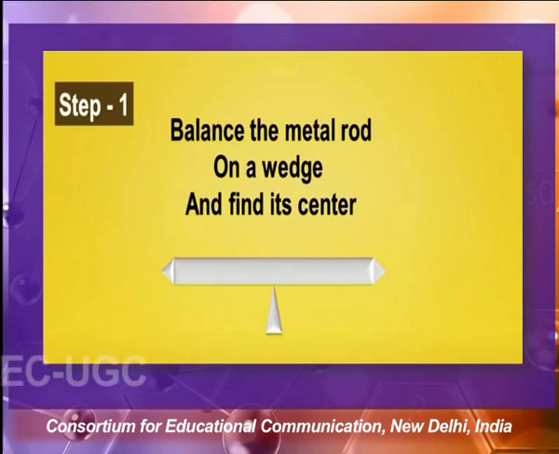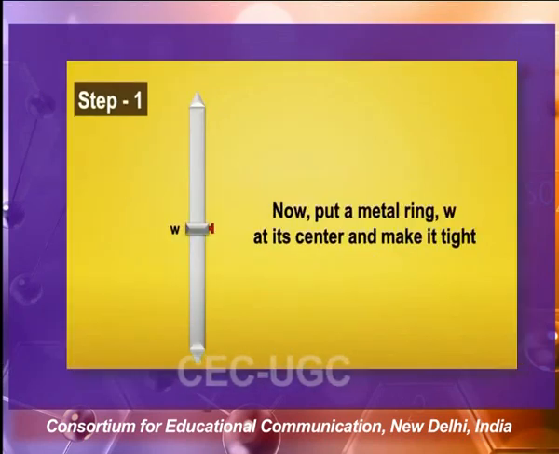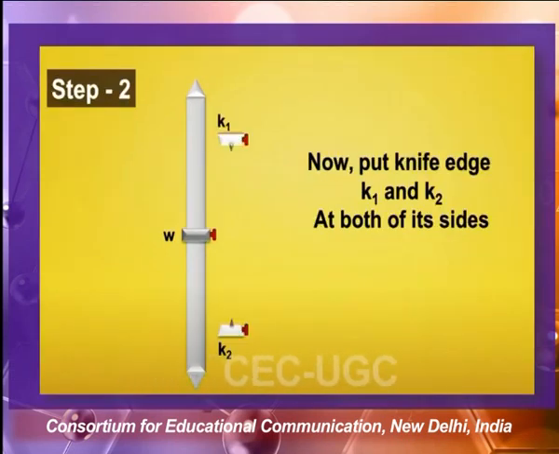This is step 1. First we have to balance the metal rod on a wedge and find its center. After that, put a metal ring W at its center and make it tight. Then put knife edges K1 and K2 at both of its sides.